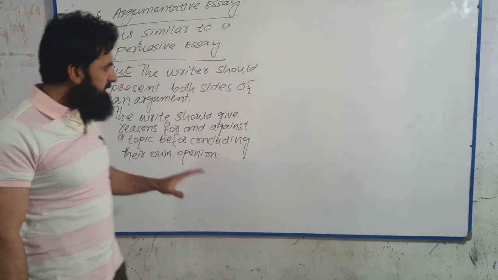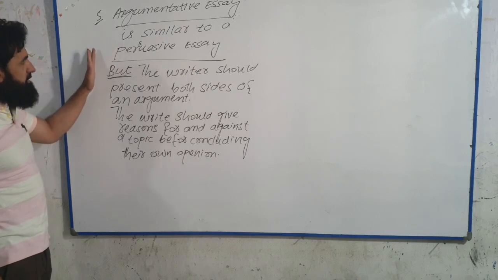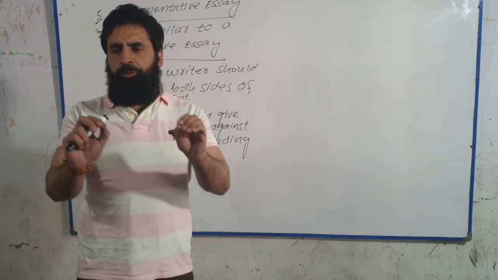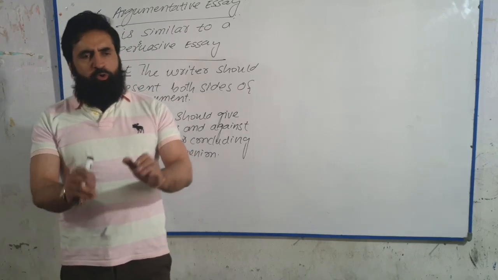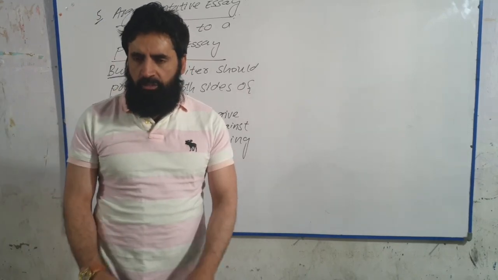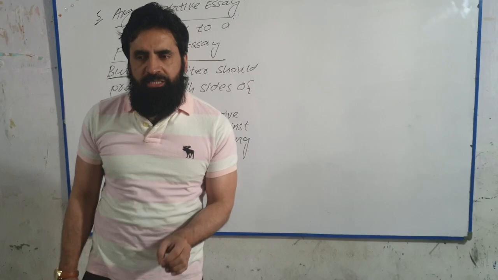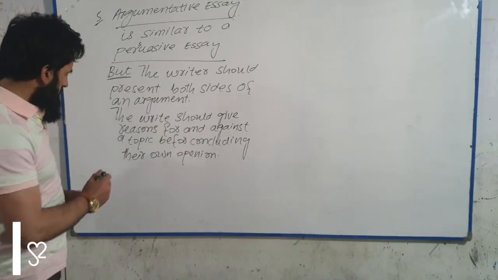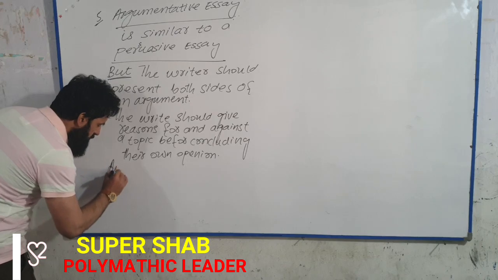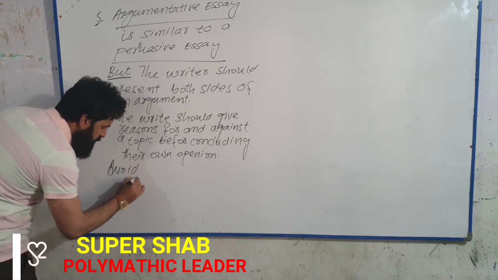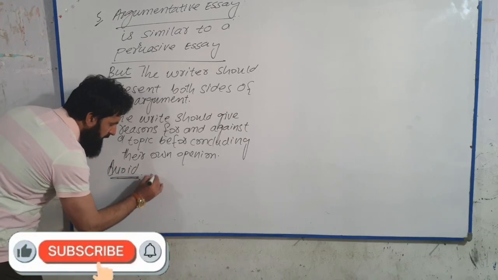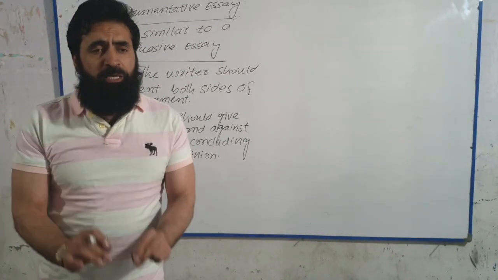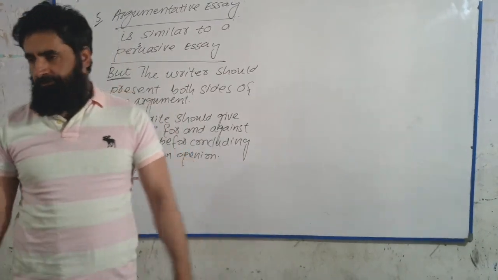Is it clear? Now in this way we should write an argumentative essay. Now what things should be avoided whenever you write an argumentative essay? Let's look at the things to be avoided. So what should the writer avoid? The first one is personal opinion without facts.